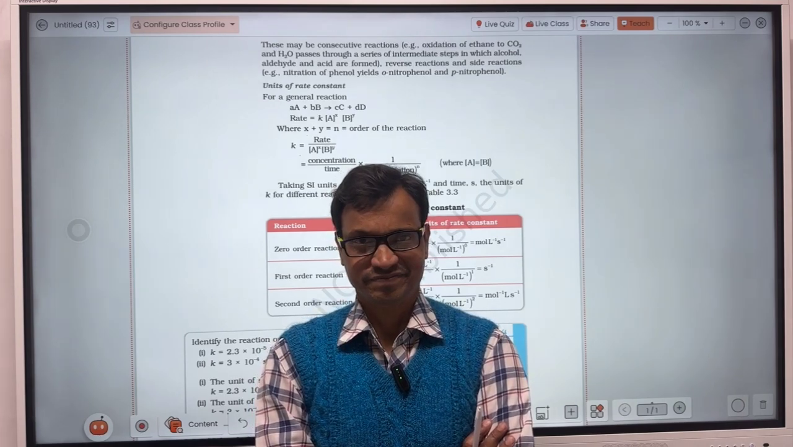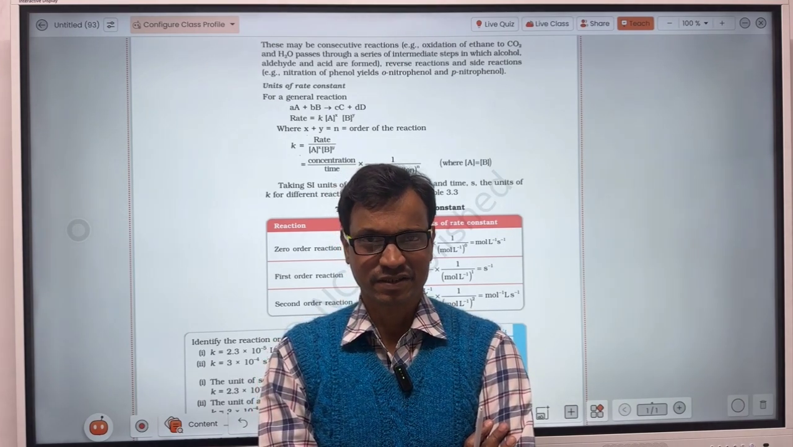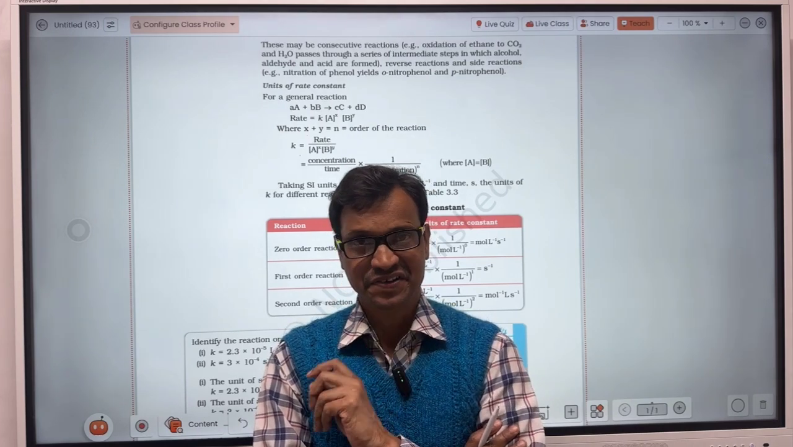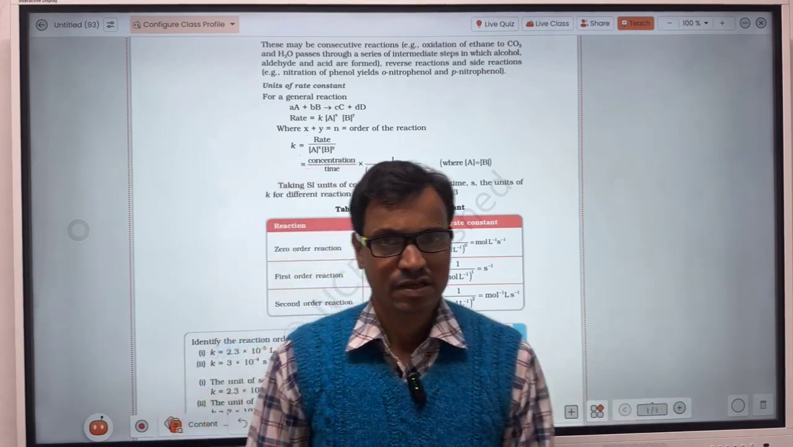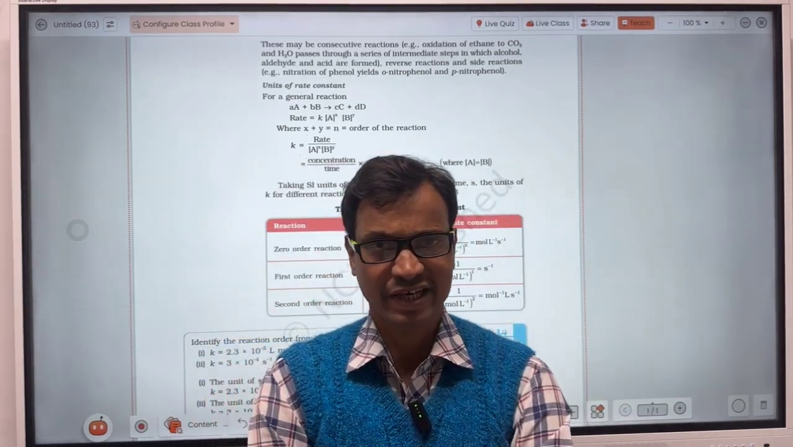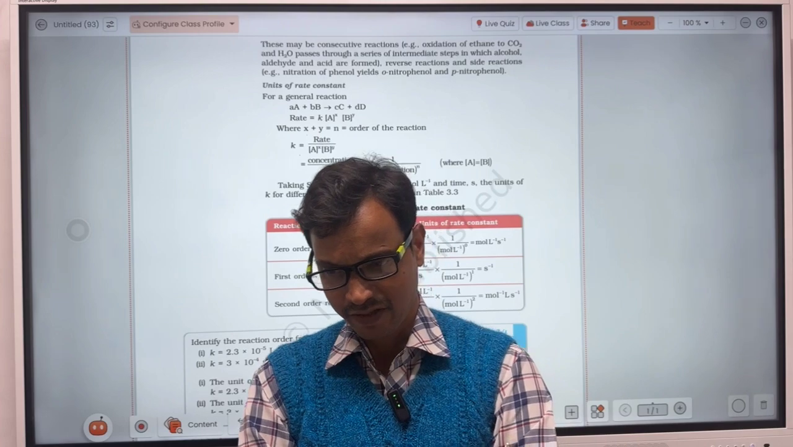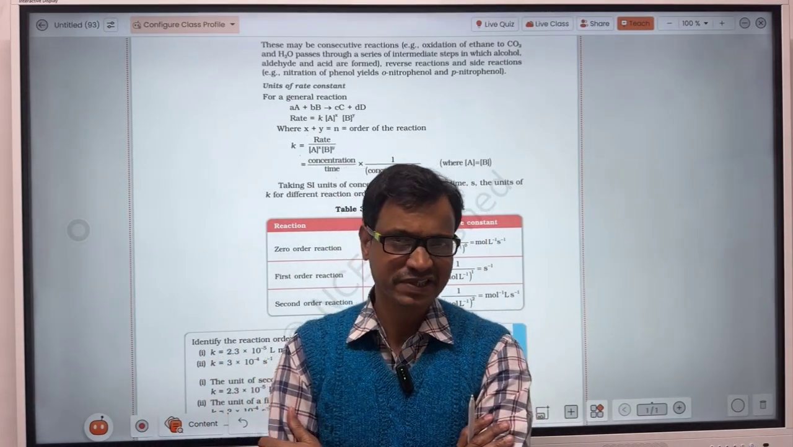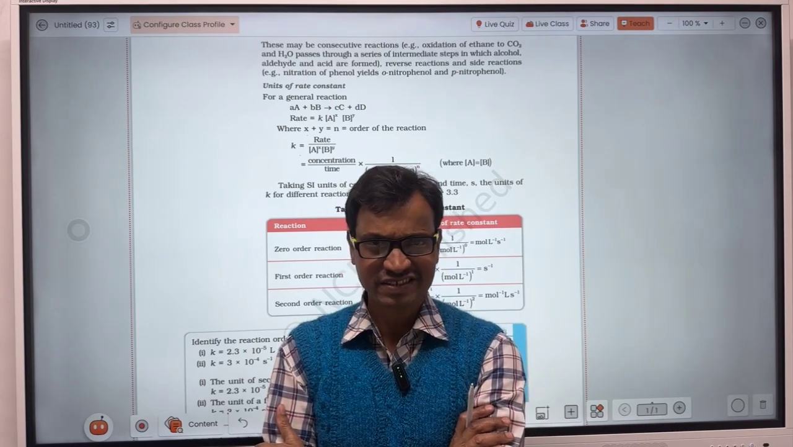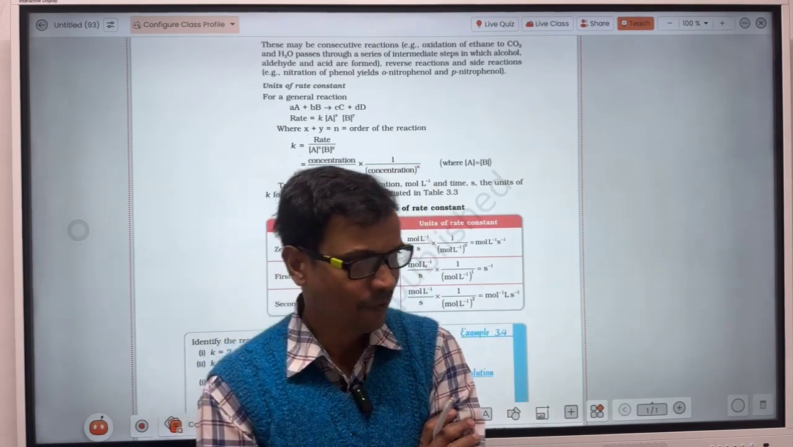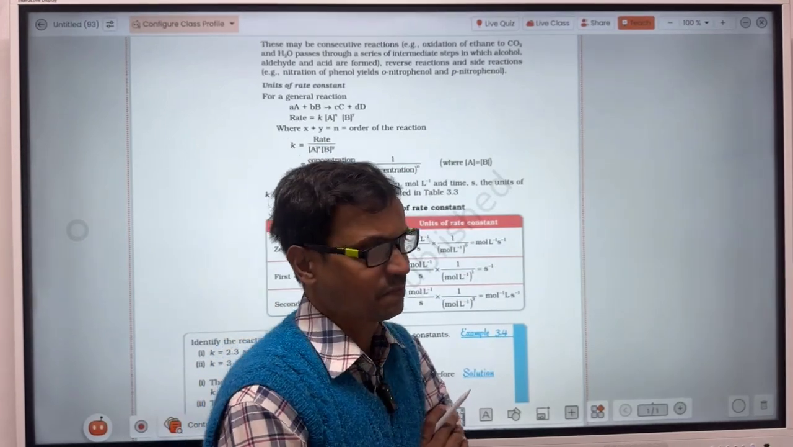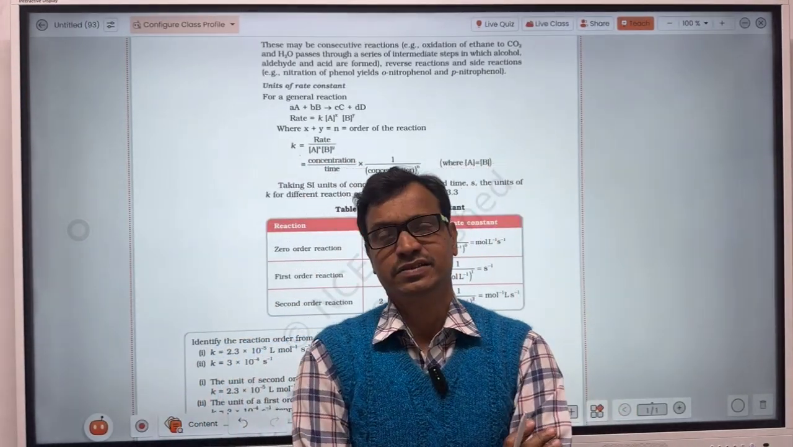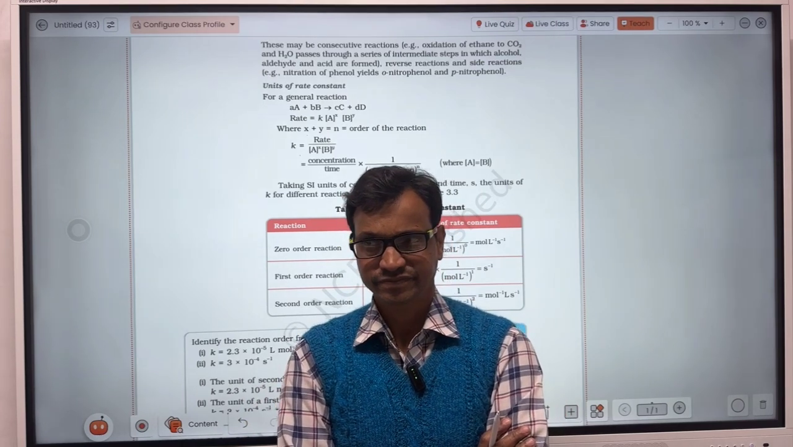In a complex reaction, the slowest step will be the rate determining step. Just in case of the chapter haloalkane and haloarene of organic chemistry, you might have studied, or if not studied, then you will study about the SN1 reaction mechanism and SN2 reaction mechanism. I am giving you the information related to that.